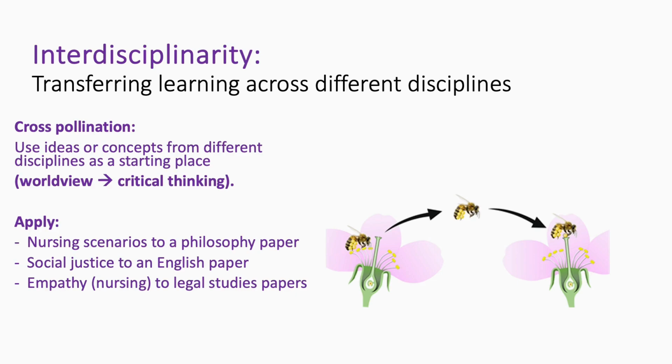Interdisciplinarity means transferring learning from across different disciplines. For instance, you may learn about social determinants of health in legal studies, nursing, education, and criminal justice, but just in different ways. You may learn about the Victorian age in English, but also in history or music. This helps us to make connections and apply our ideas to different contexts.